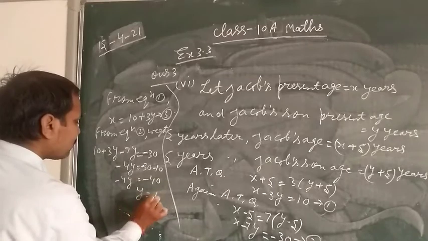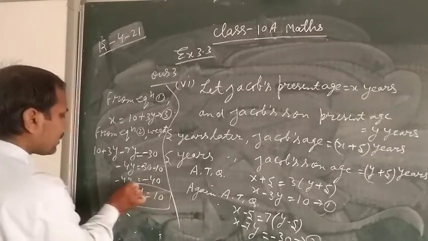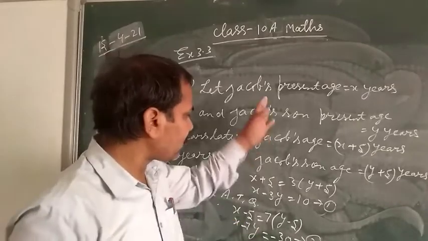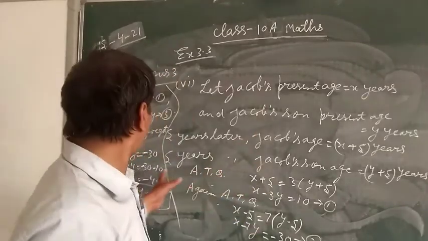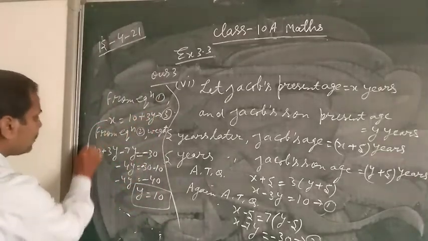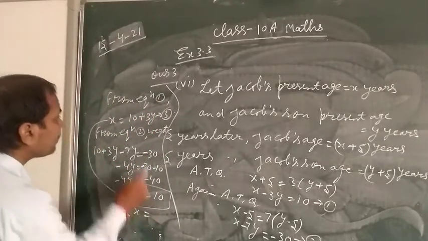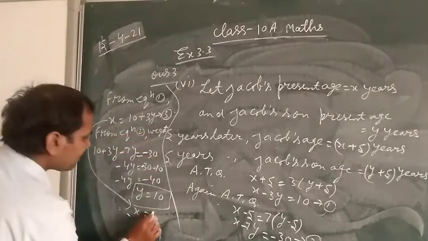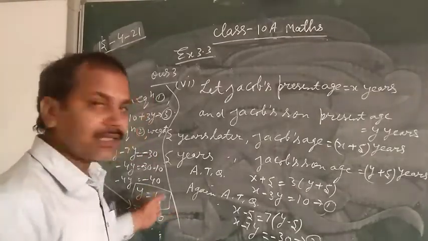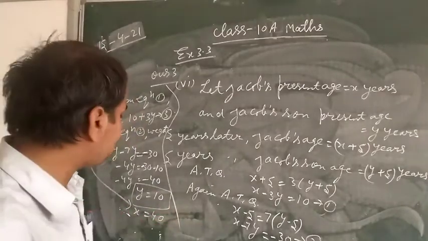So y is equal to 10, means Jacob's son is this, and then putting the y value in any equation, first, second, or third, okay, you can find x. So putting in this, so x is 10 plus 30, 40 years. Clear? And after that, means 10 years and 40 years, you can also check your answer.